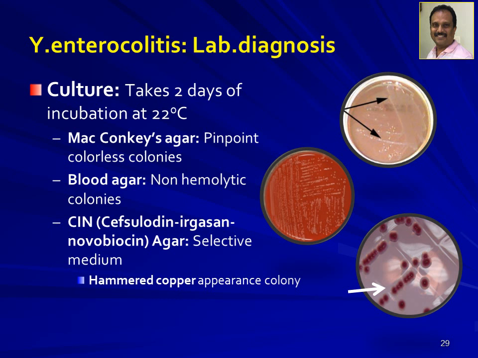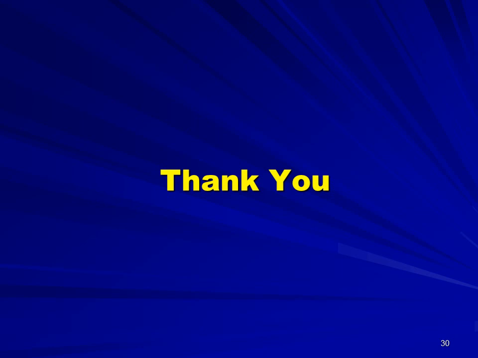The arrow shows the hammered copper appearance. Just as if you hammer a copper coin, how it appears at the periphery, the same appearance you can see here also. And the drug of choice is tetracycline, or you can go for cotrimoxazole. In case of tetracycline contraindication, you can go for cotrimoxazole. And this is about Yersinia, three important species, that is Yersinia pestis, Yersinia enterocolitica, and Yersinia pseudotuberculosis. Thank you.